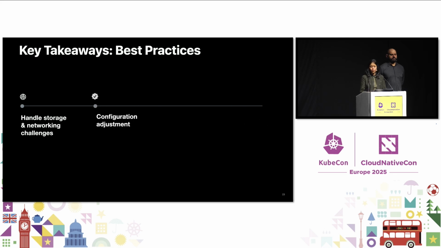Configure proper configuration, proper shuffle service, whether you want to use external shuffle service or shuffle tracking. Some of the configuration might not be the same as you move from bare metal to Kubernetes, like CPU requests and limits.